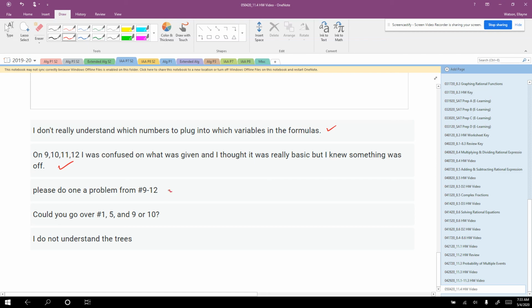All right, 9 through 12 we did. Number 1, I went over briefly. Number 5 was our tree diagram, 9 and 10, and then I did 1 tree diagram.